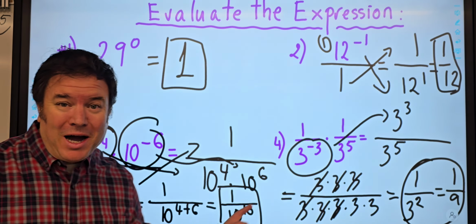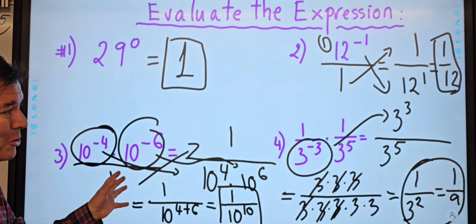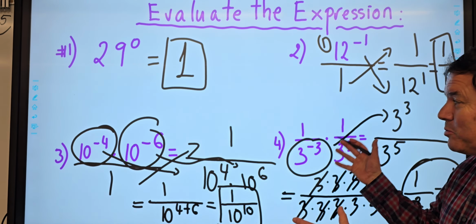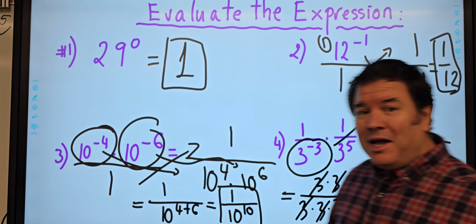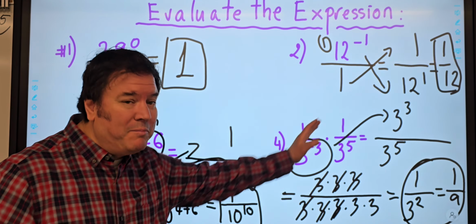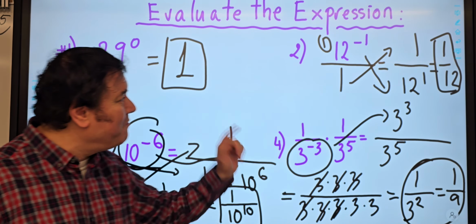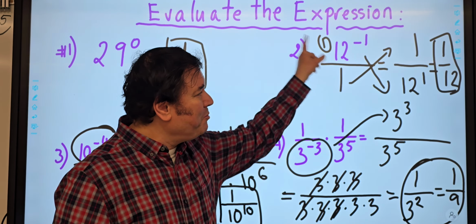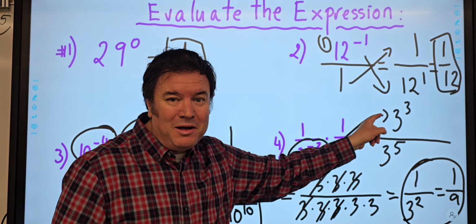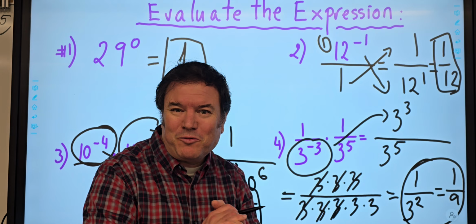I hope you guys are a lot clearer about how to solve negative exponents. You know how to solve negative exponents now. And remember, please, if a negative exponent is on the bottom, we move it to the top and it becomes positive. And vice versa, if it's on the top, we move that negative exponent to the bottom and it becomes positive.